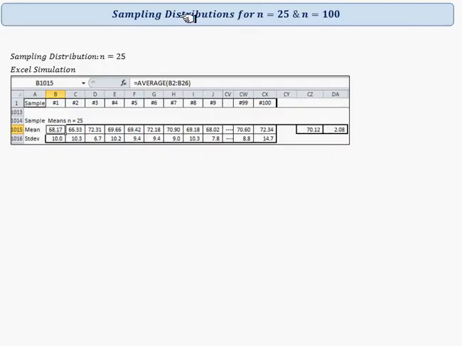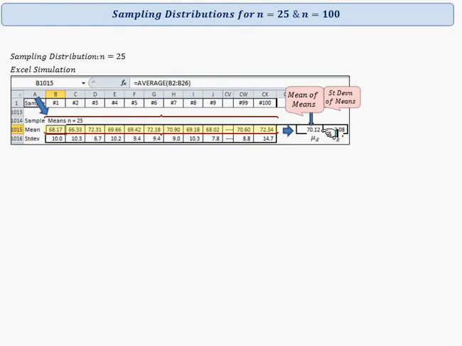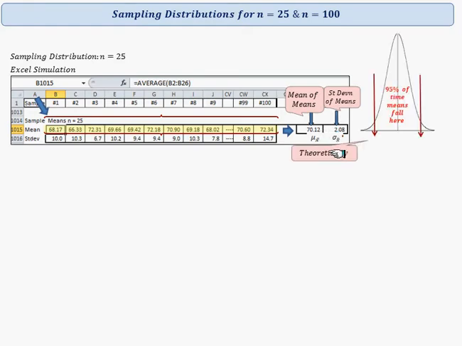Now we've gone into Microsoft Excel and did a simulation. We've generated 1,000 numbers here, and we're looking at the first 25, and as you can see here, the sample means based on n equal 25. Notice how they fluctuate around 70. Now there's 100 sample means here. The average of those sample means, or the mean of the means, is 70.12. Standard deviation is 2.08. We want to compare these with the theoretical values of 70 and 2.0, and you can see they're very, very close here.